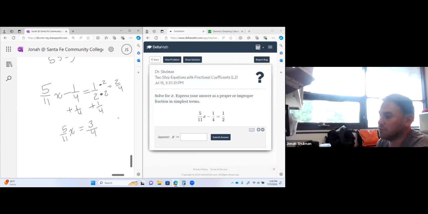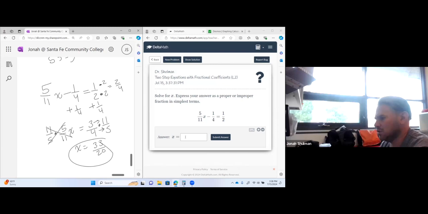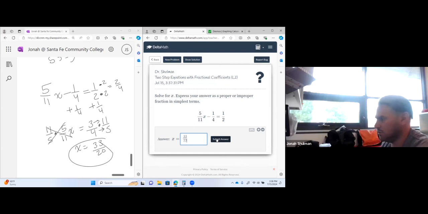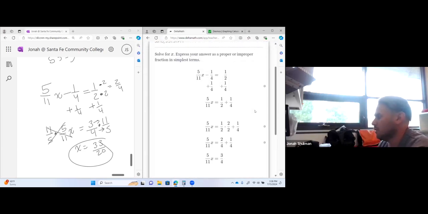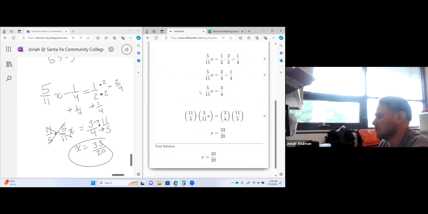Then we just multiply by the reciprocal. Now, normally I would cheat here and make it simpler, but I can't. So top times top is 33. Bottom times bottom is 20. I don't know a number that goes into 33 and 20, so I think it's simplest. So I think this is the simplified answer, 33 over 20. We got it. You can't get simpler than that.